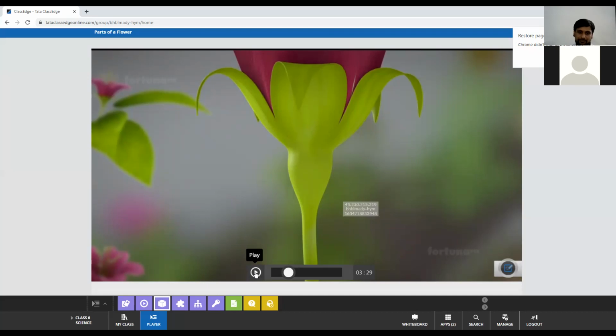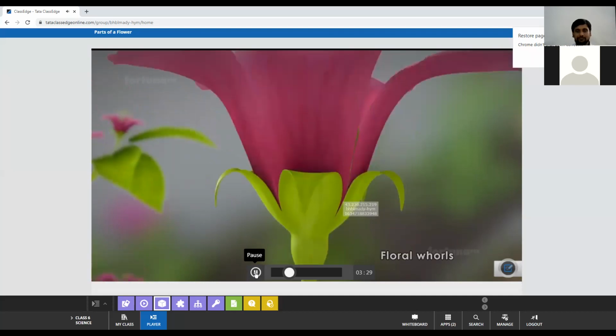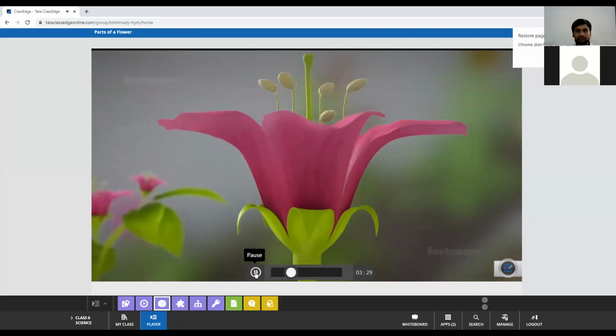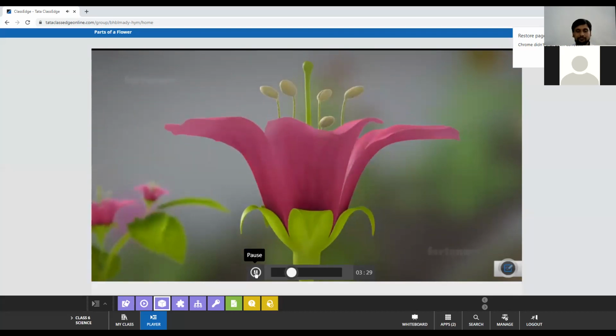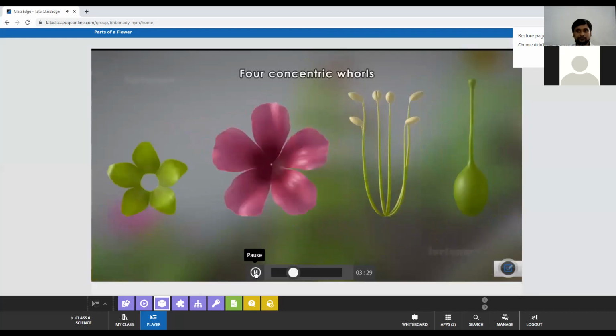Okay, guys? These parts are the floral whorls. The whorl is the arrangement of petals or sepals in a circle around a specific point. A flower is made up of four concentric whorls: the calyx, the corolla, the androecium, and the gynoecium.